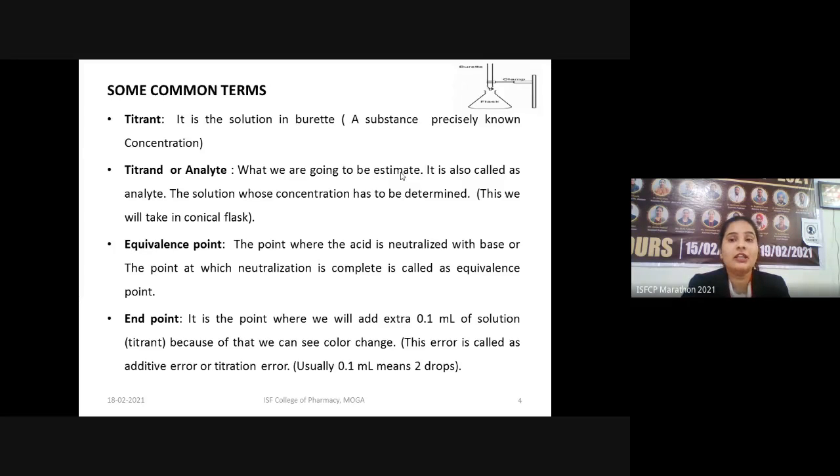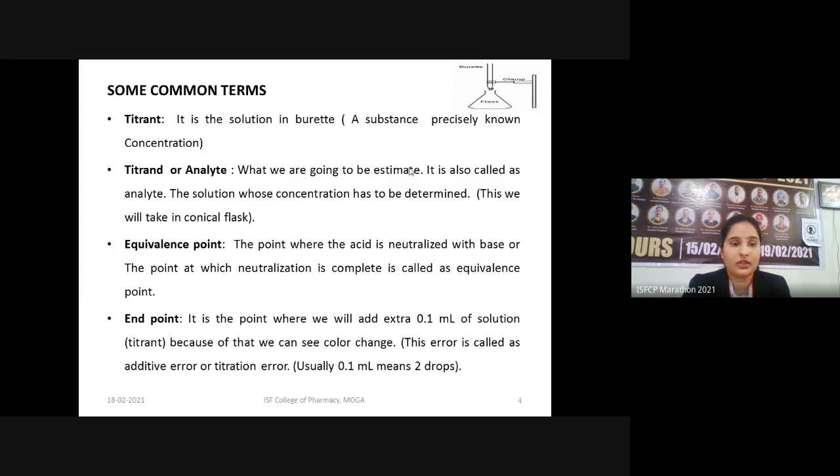Next is the titrand or the analyte. Titrand or analyte is the solution whose concentration is to be estimated. So we take the titrand or the analyte, whose concentration is to be estimated, in the flask below, and that is known as titrand or analyte.